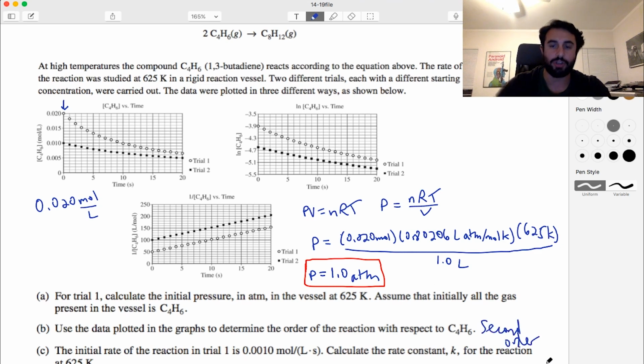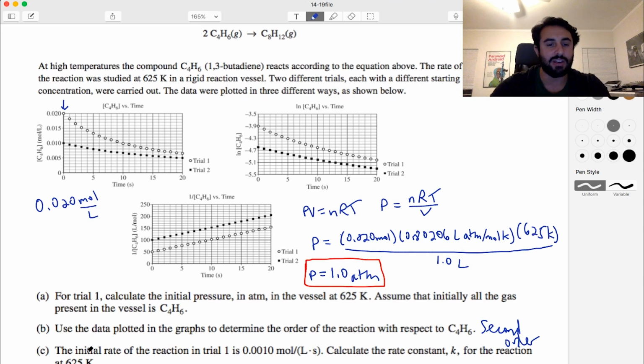If we just memorize those three things, which y-axis corresponds to which reaction order, if you get the straight line plot, these will be very, very easy to answer. And also it makes sense. It should be second order because two reactant molecules have to collide in order for this to occur. So that's going to be second order there.